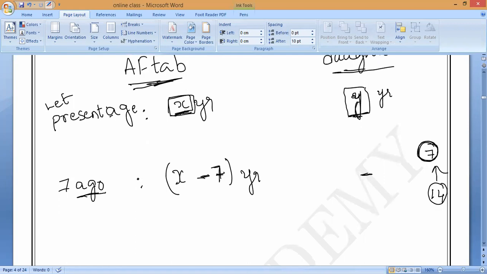Why X minus Y? Daughter's age is Y. Suppose daughter's age is 9. 7 years ago, what is the age? Present age is 9, so 7 years ago the age of daughter is 9 minus 7, which is 2 years. Subtraction. So Y minus 7. Do you understand this step? Y minus 7 years.